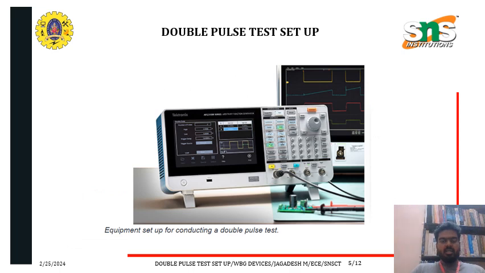And here this is the prototype model, a product model of the double pulse test setup. As we know, this is the function generator, which generates the output pulses to perform the double pulse test, and the corresponding output waveforms we can view in the oscilloscope that we use to see the signals.